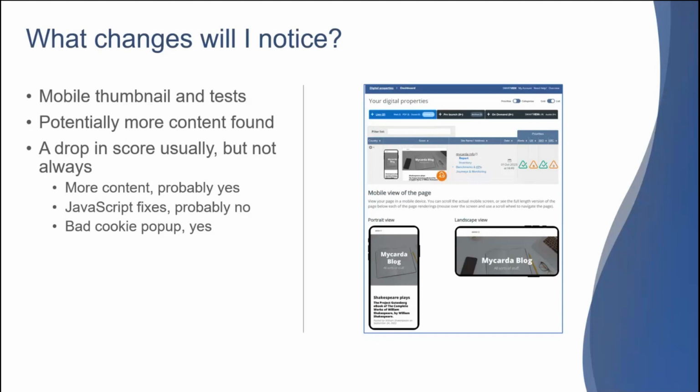Another change you might see is potentially more content found. So if you've got something in there with JavaScript that dynamically loads a load of pages, you might see some more pages. If you've got something that dynamically loads a whole load of URLs, then there'll be more URLs for us to check. So more broken links for us to find and so on.